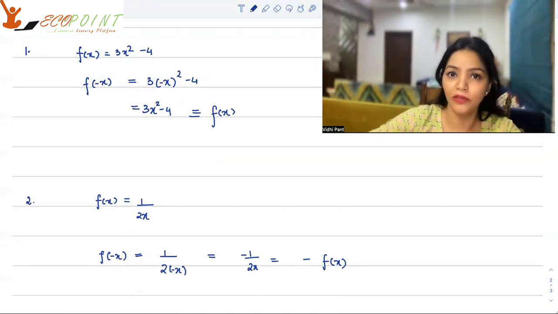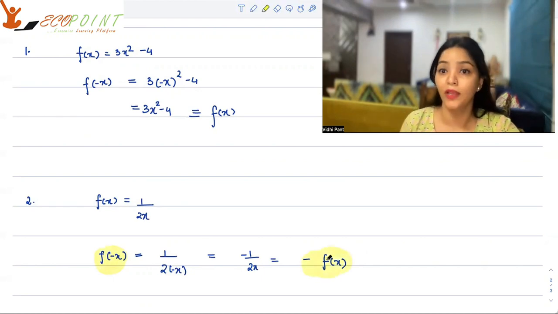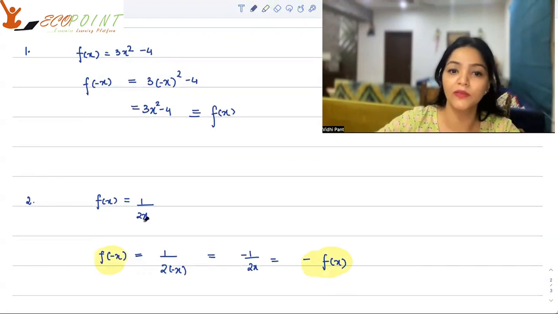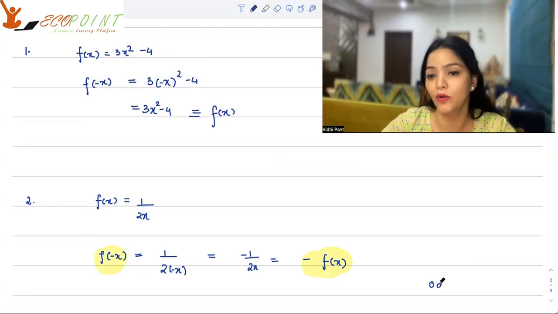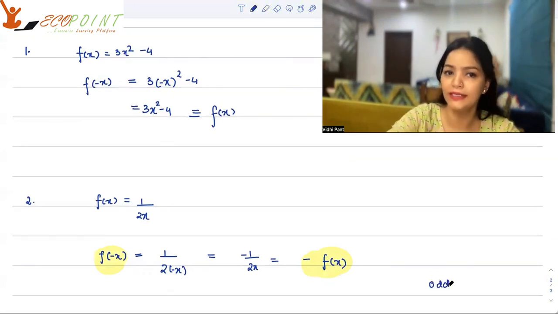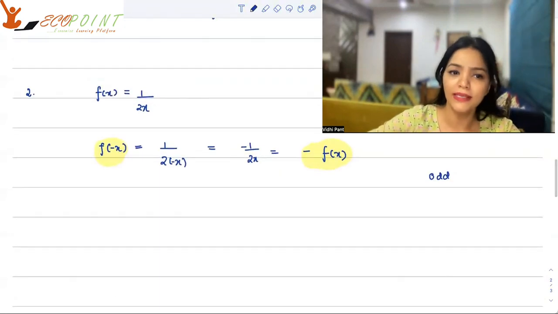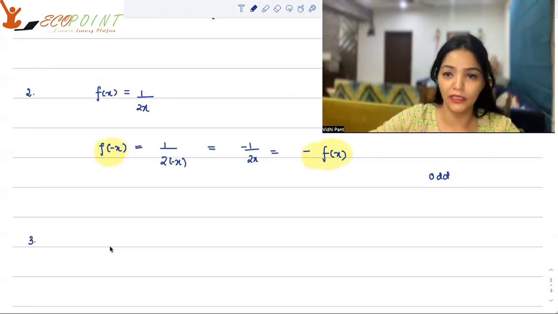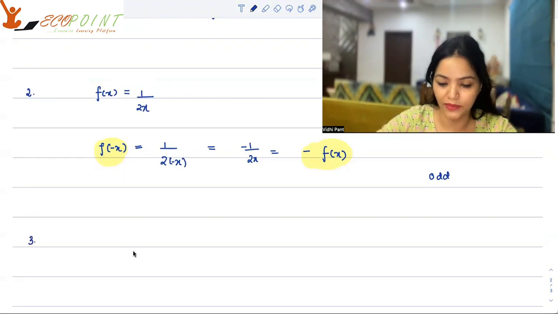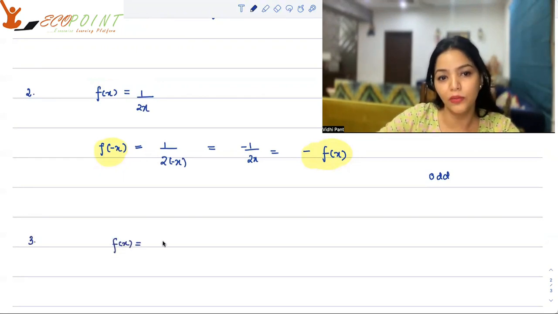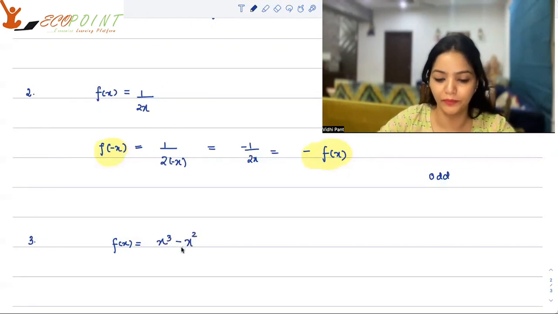Now, what have we realized here? f of minus x is giving you, the output that comes out is minus of f of x. And that's what happens when a function is an odd function. So this function clearly is an odd function. Let's take another example to be clear on this concept. So let me take f of x equal to x cubed minus x square.